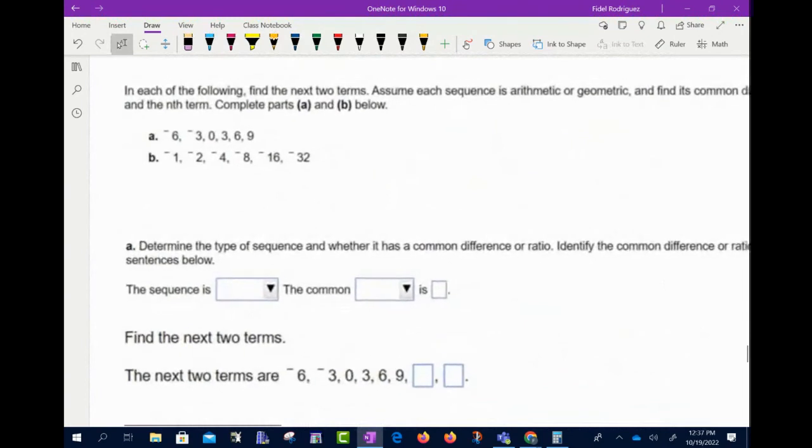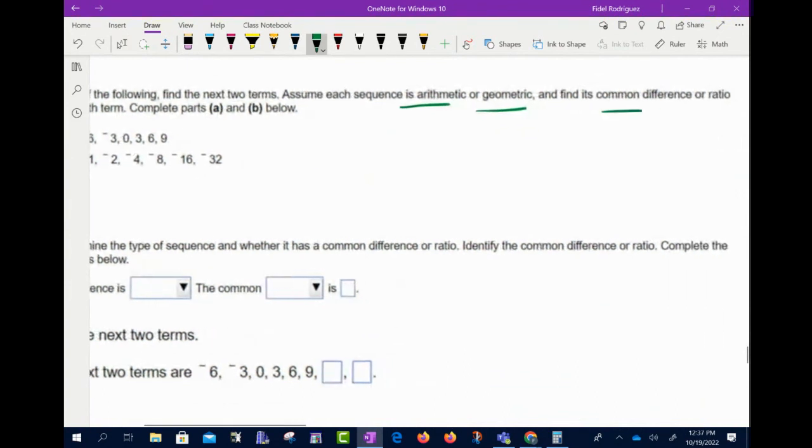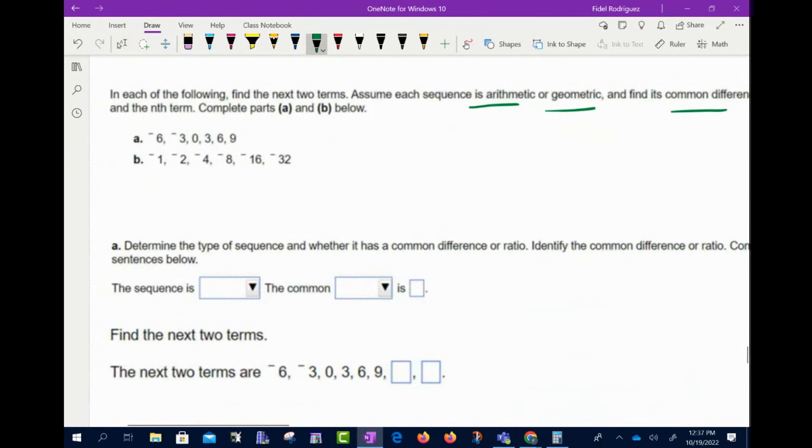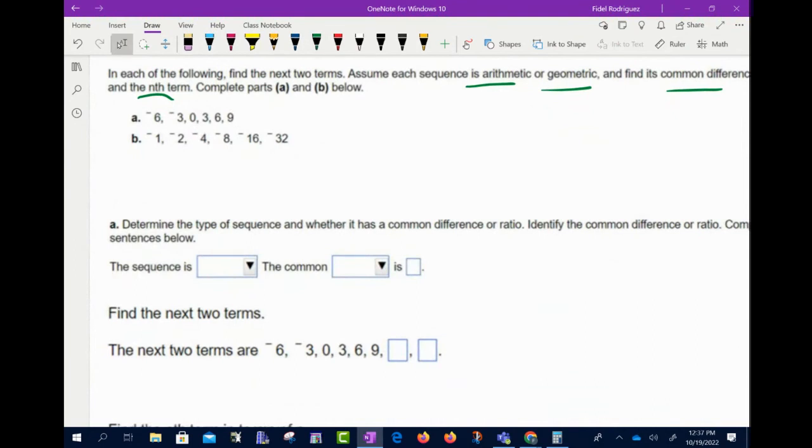Okay, so it says in each of the following, find the next two terms. It says assume each sequence is either arithmetic or geometric. Find the common difference or the common ratio and the nth term. Okay, so let's take a look here, y'all. I'm going to look at choice A. Okay, so here's my sequence: -6, -3, 0, 3, 6, 9.